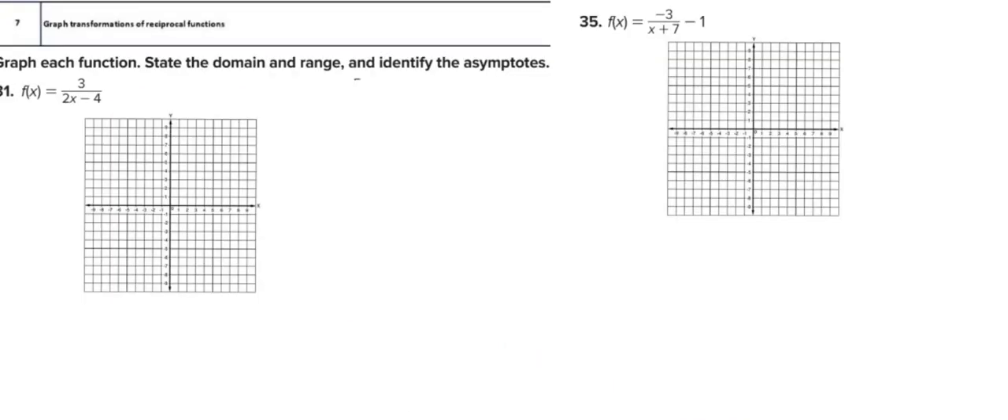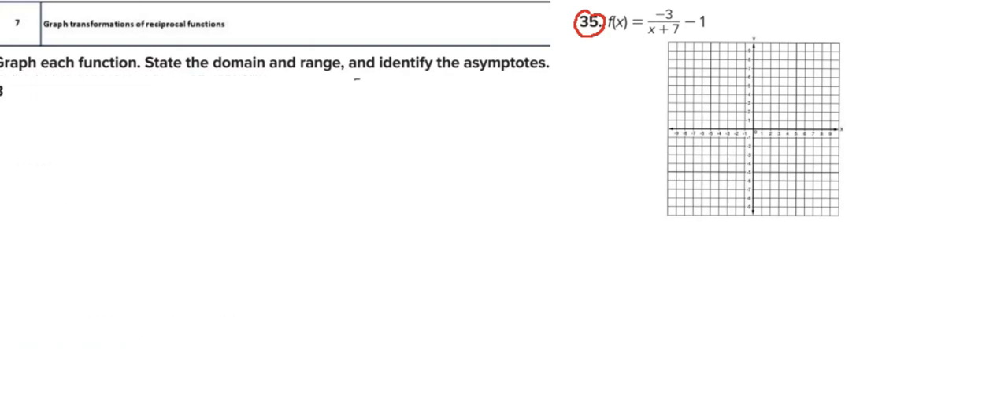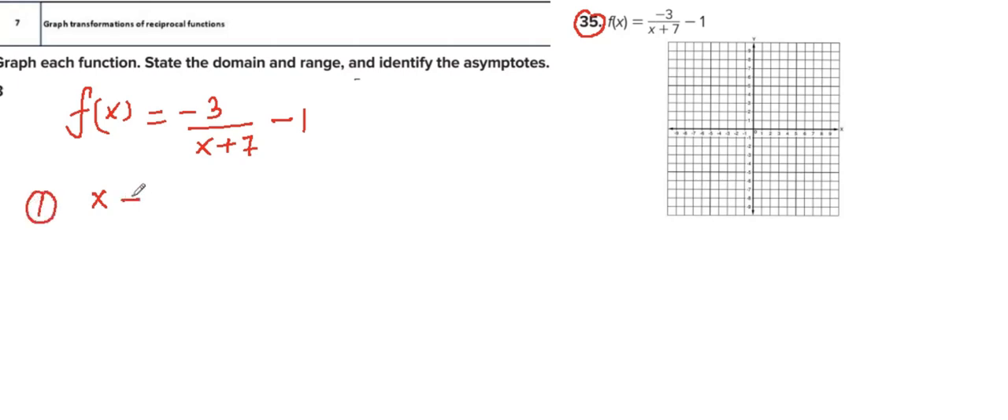Question number 7, multiple choice question. First I will discuss question number 35, then I will discuss this type of question which is given here. So look at question number 35. f(x) is equal to minus 3 over x plus 7, minus 1. So for the denominator, firstly make the denominator equal to 0. So x plus 7 is equal to 0, minus 7 both sides, x is minus 7. So from here this denominator tells us the domain.